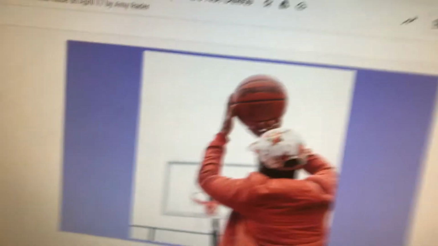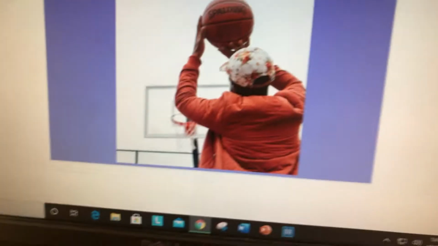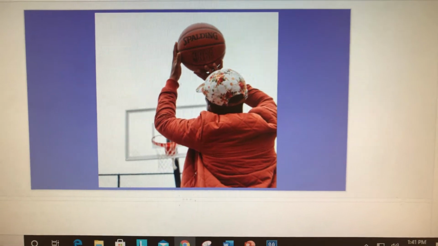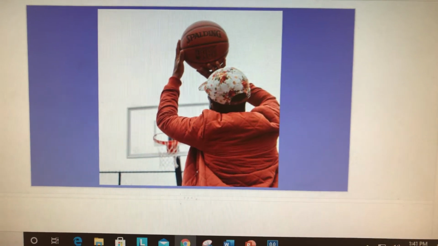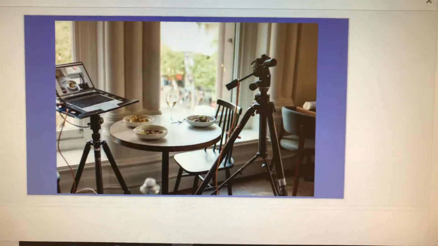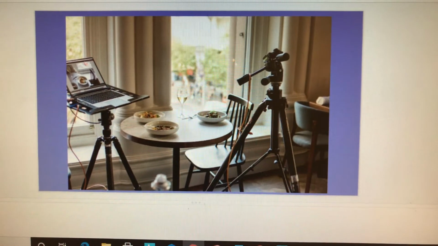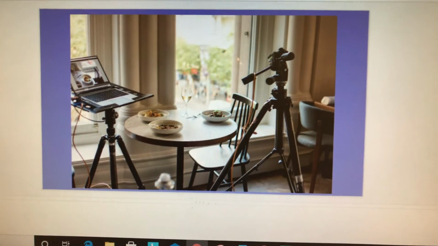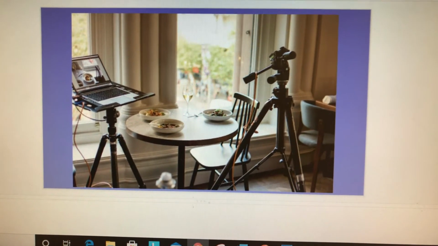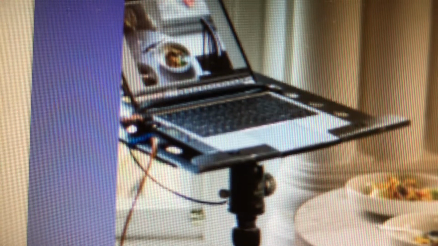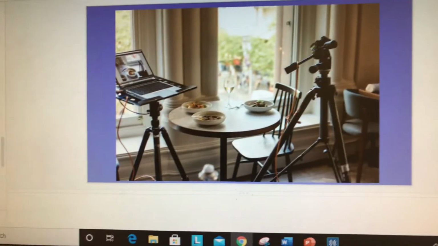Do you see how the subject here takes up most of the room on the screen? That is what we call a tight shot. Now, here is an example of somebody setting up a camera to get a close-up or a tight shot, as you can see on the screen, of the dinner plate. It's more of a tight shot.